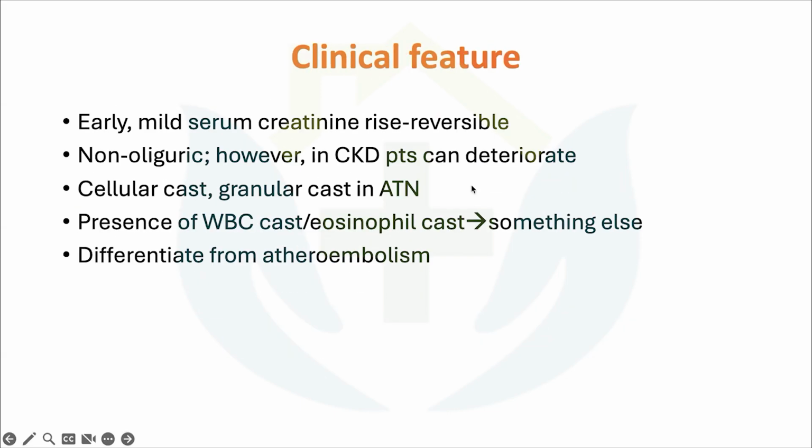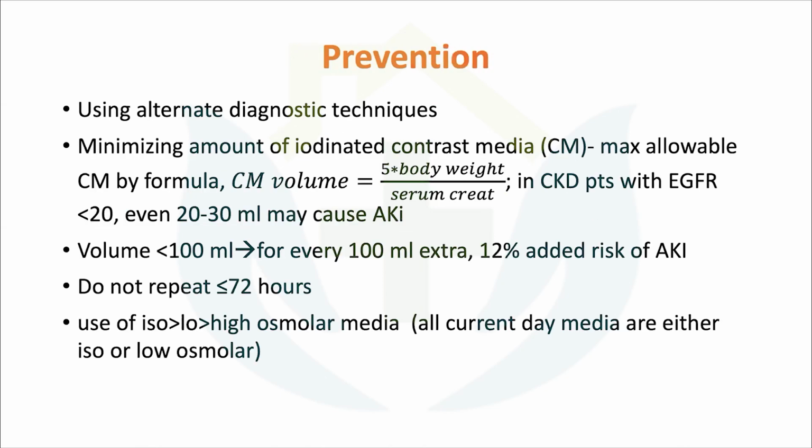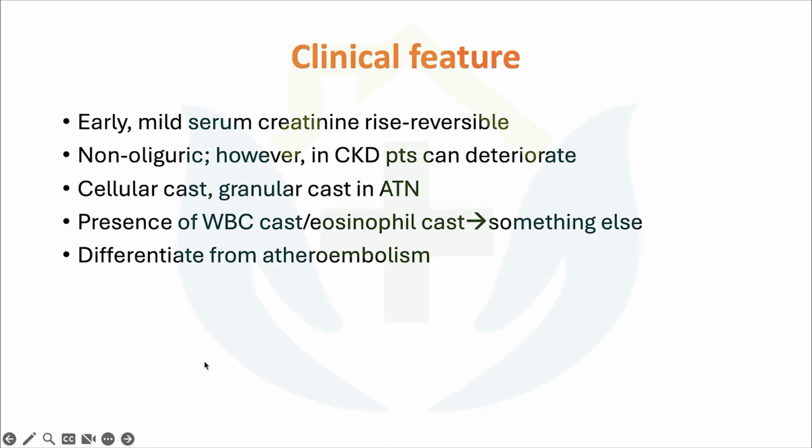The clinical features, other than the rise in creatinine: it is usually non-oliguric. You can see cellular casts and granular casts in the urine sediment, but you will never see WBC casts or eosinophil casts, which are suggestive of an inflammatory or infective process, or acute interstitial nephritis. And a very important last line to remember is that it has to be differentiated from atheroembolism. When I discuss the myths of contrast-associated AKI, I'll discuss this point in some detail.